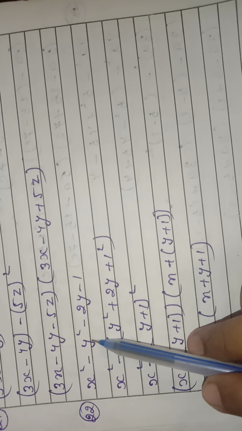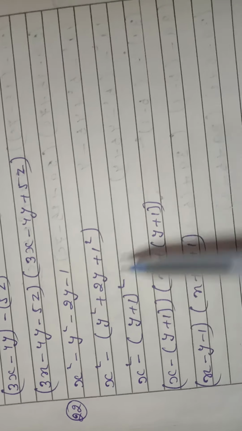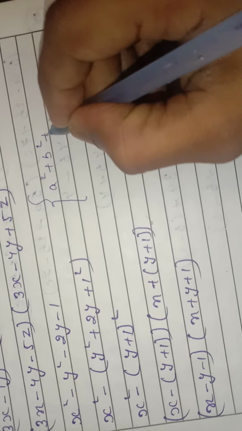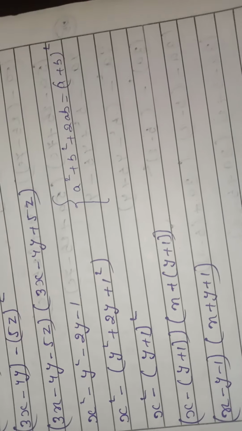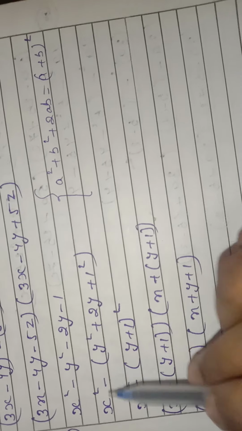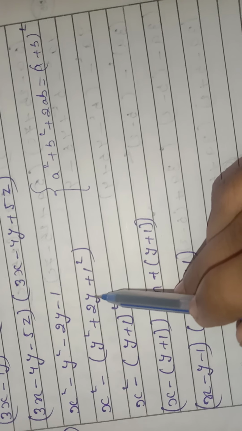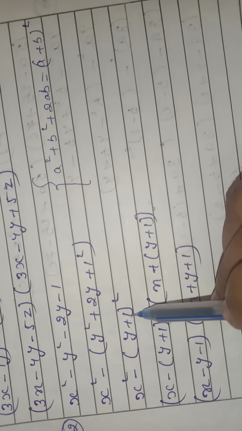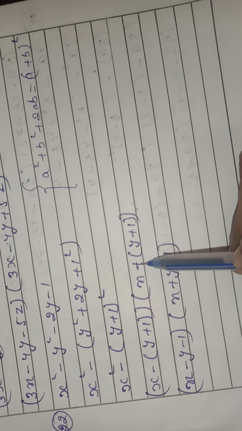x square minus y square minus 2y minus 1. First of all, here we have to keep something in mind, that is this formula: a square plus b square plus 2ab, it will be the formula for a plus b whole square. So first of all, you have to bring these three. Take out minus as common. Now this comes in this rule. a square plus b square plus 2ab, this means the formula for a plus b whole square. So what is a here? That is y, and b place 1. Now comes a square minus b square, one time minus, other time plus.